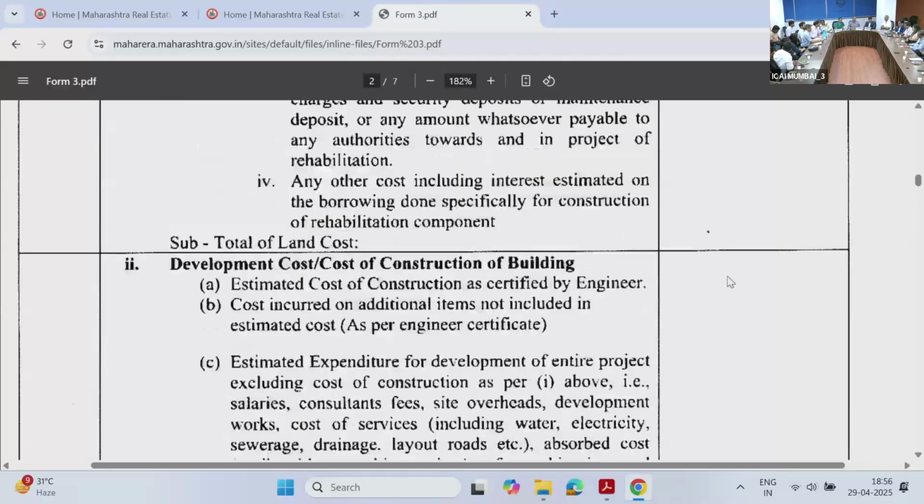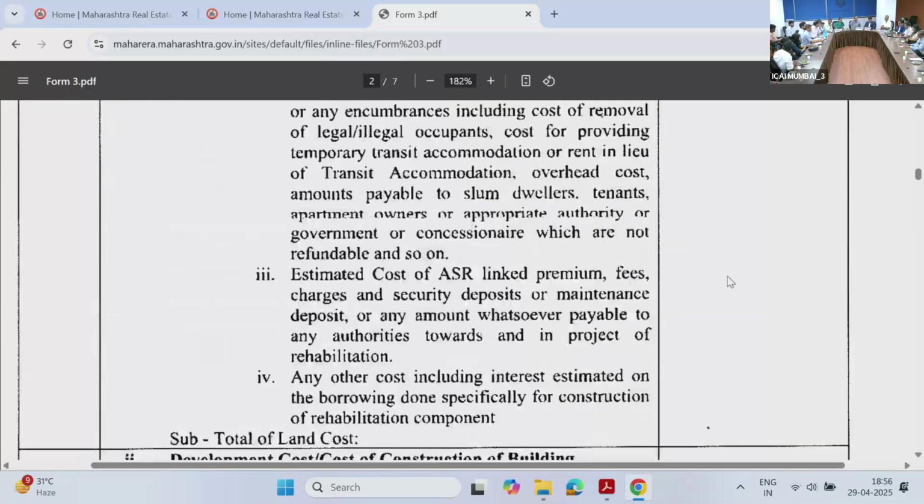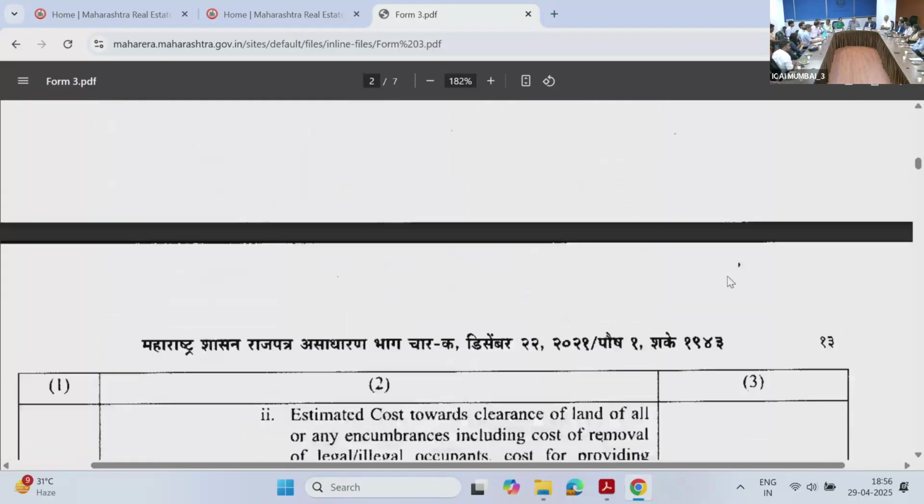Now, if we move from table A to B, just to have a look, which we started right now. You see the form A and table A and table B both are same. There is no change, except whatever cost is really incurred, which we are counting for the certification purpose, is kept in table B. And table A is filled up at the time of registration.